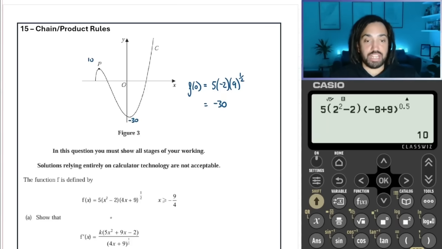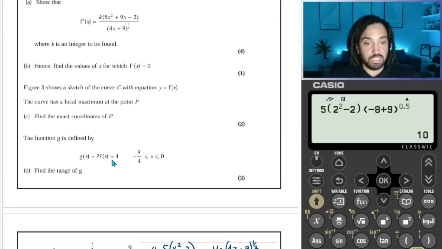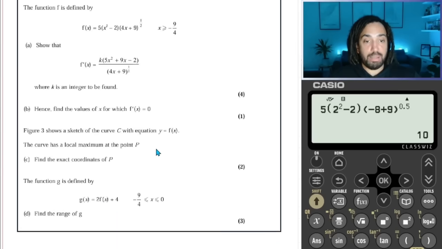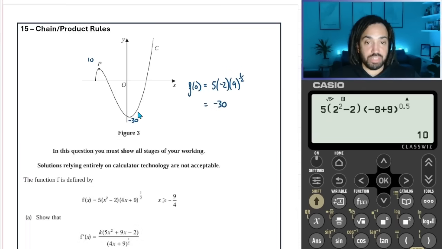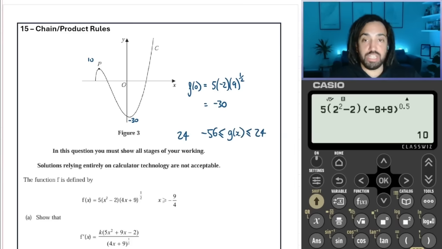And then if we put that through the function, which is telling us to times by 2 and then plus 4, well, that's exactly what I need to do to each of these numbers. So 10 times 2 plus 4 gives us 24. And minus 30 times 2 plus 4 gives us minus 56. So we can say minus 56 is less than or equal to g of x is less than or equal to 24.